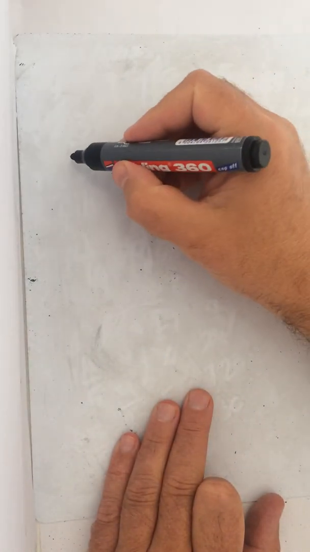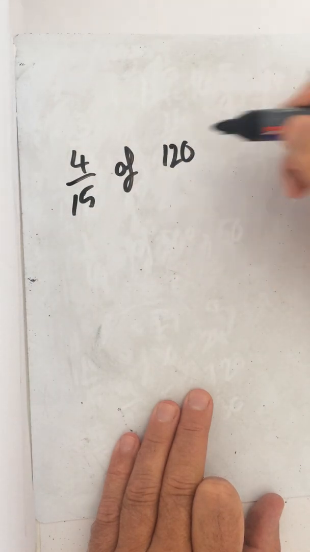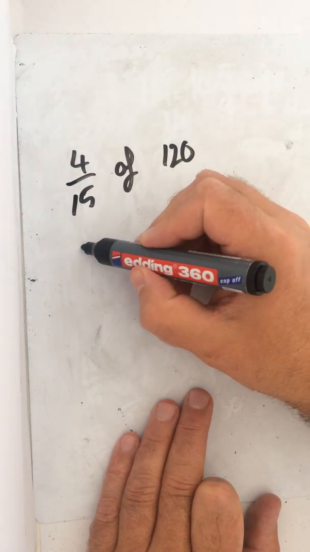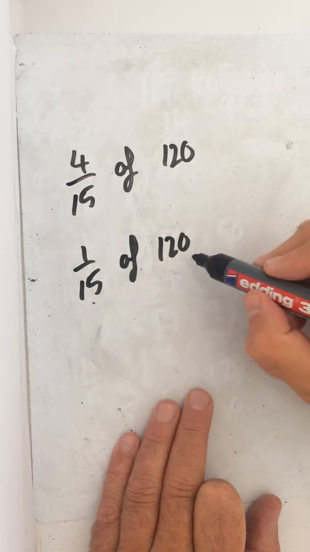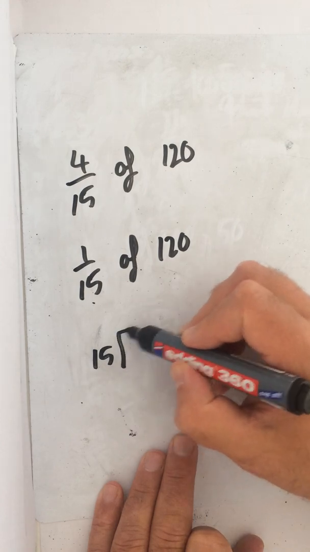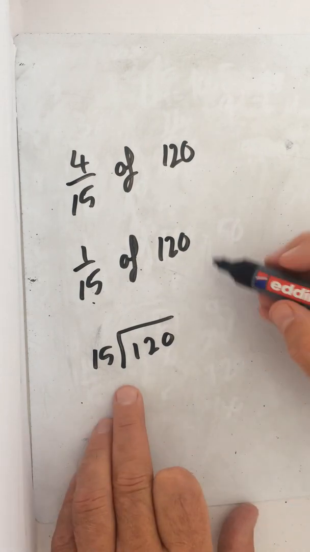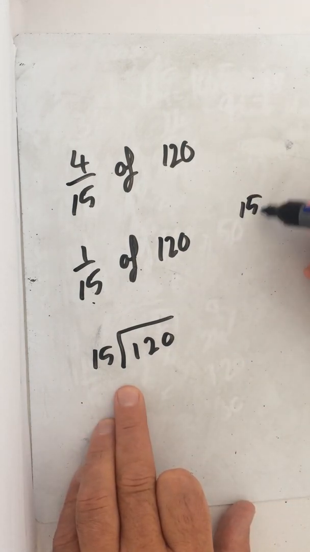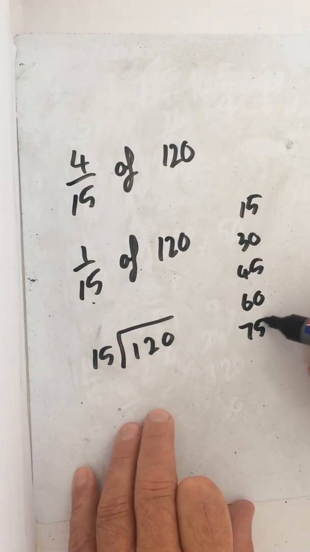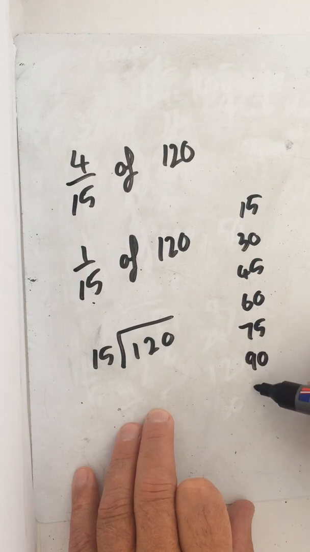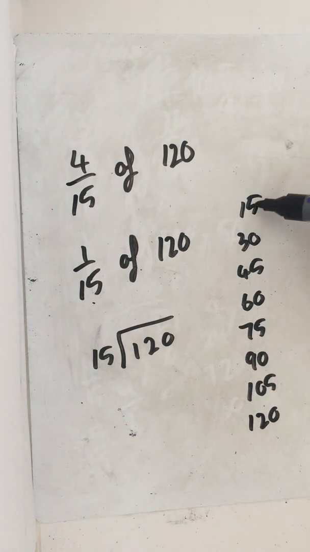You can get quite tricky ones, like 4/15 of 120, but the same rules apply. You find 1/15 of 120. So how many 15s go into 120? If you can't do that off the top of your head, we need to do our 15 times table on the side. 15, 30, 45, 60, add 10, add 5, 75, add 10, add 5, 90, add 10, add 5, 105, add 10, add 5, 120.